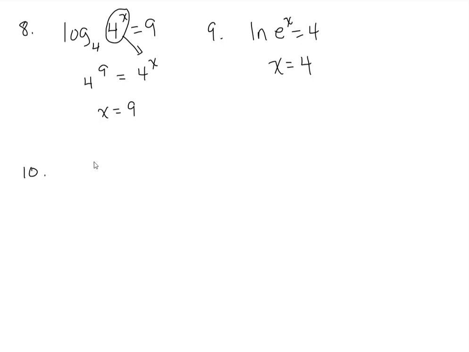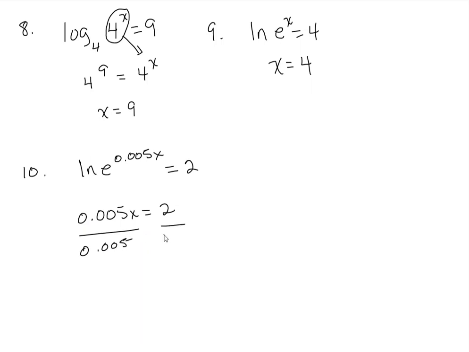So problem 10, I have the natural log of e to the 0.005x power, and that's going to equal 2. And again, this is going to cancel out and just give me that exponent, 0.005x. And this is just a one-step equation. Divide both sides by that decimal. And so x is going to be 400.